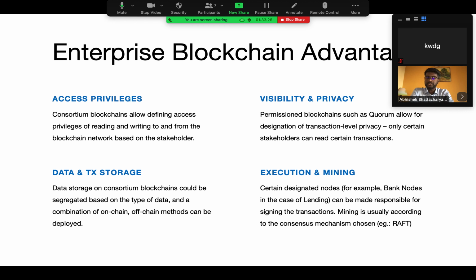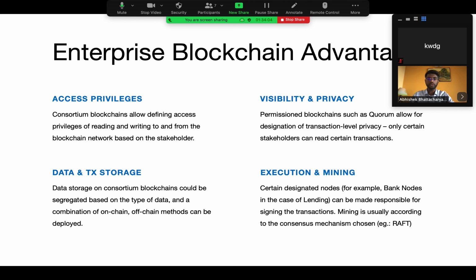So let's take a look at some of the benefits that enterprise blockchain brings in addition to what we already saw here. Number 1, access privileges. We just said earlier that we approve nodes or companies that become a part of our enterprise blockchain network. While doing so, we have the ability to determine exactly what access everyone will have. Someone may be able to read and write to the blockchain. Someone may only be able to read from the blockchain, and so on. That becomes very important in an enterprise blockchain.